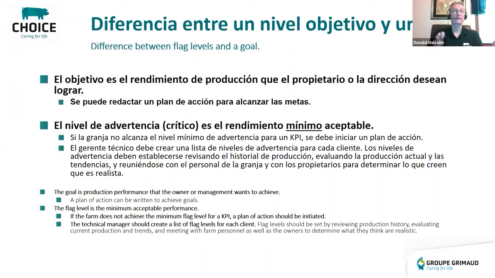Okay, and the opposite is a flag level, which is the minimum acceptable performance for a particular trait. So if the farm does not achieve the minimum flag level for a key performance indicator, a plan of action should be initiated. Okay, the technical manager should create a list of flag levels for each client. So the flag levels should be set by reviewing the production history, evaluating current production trends, and meeting with farm personnel as well as the owners to determine what they think are realistic flag levels.